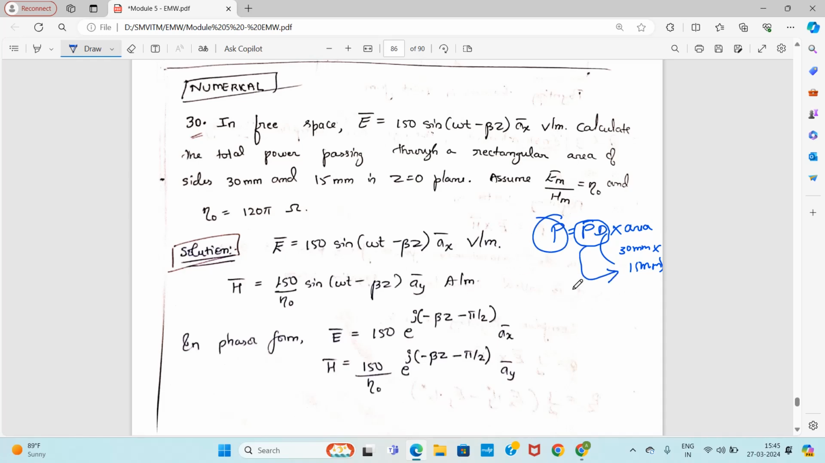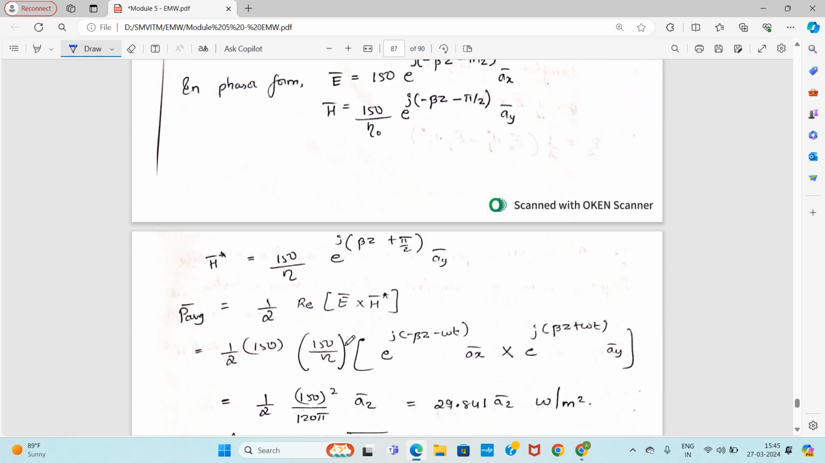Okay, and for power density, the equation is this. Average power density will be half of the real part of E cross H star. Okay, so E cross H star. E is given in the question. H needs to be calculated first.